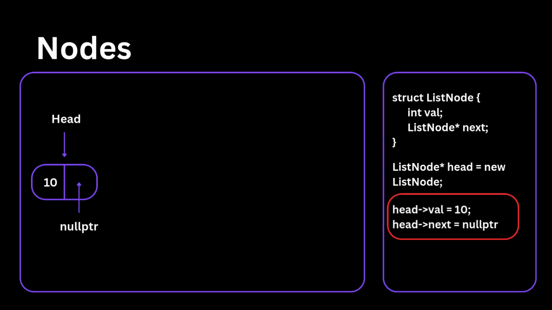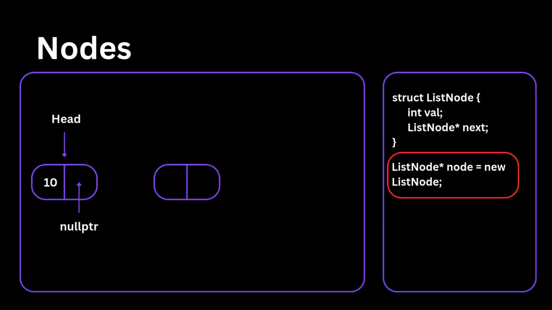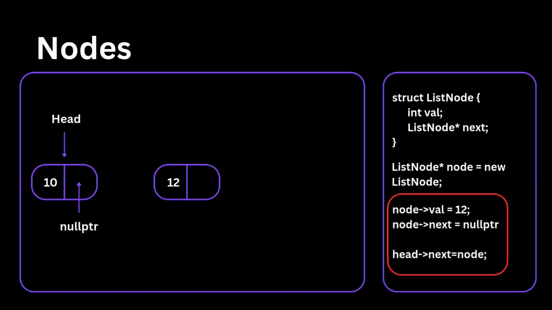Next, we will add another node to this list. So firstly, we create a new list node, which we will assign a data value of 12, and point its next pointer to the null pointer, aka nothing. Now we can point our head node's next pointer to this new list node. And just like that, we have linked our nodes, hence the name linked list.